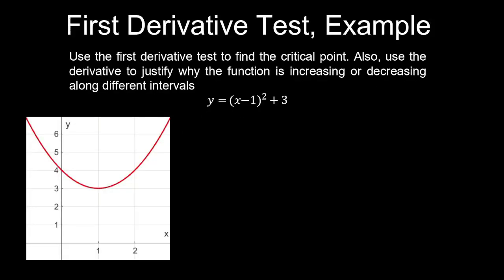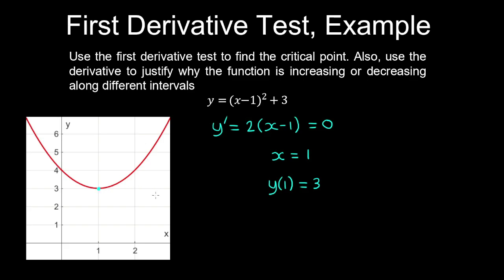Let's use the first derivative test to find the critical point, and also use the derivative to justify why the function is increasing or decreasing along different intervals. Well, the derivative of this function is equal to 2x minus 1, and if you set that equal to 0, the x value where the slope of the tangent to the curve is 0 is equal to 1. And then substituting x equals 1 into our original function, then y of 1 is equal to 3. So that's our critical point.